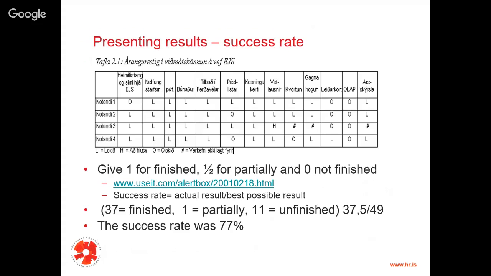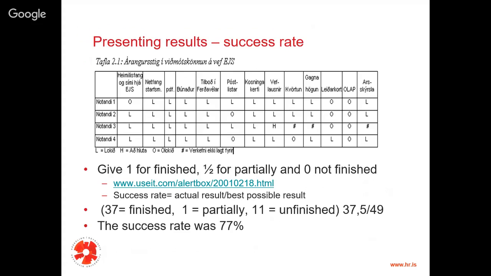You see? And partly could also be if you help them a lot. They finish, but you help them a lot, so it's not going smoothly. So from this table, you had 37.5 scores against 49, which is 4 multiplied by 13. No, yeah, because for one user, we didn't ask him to do the tasks. This was the user that took a very long time.